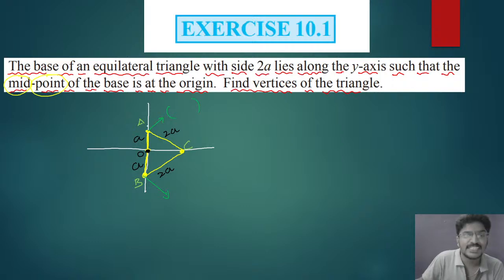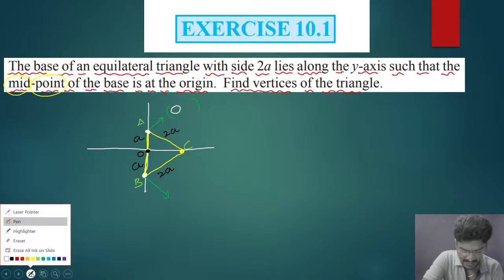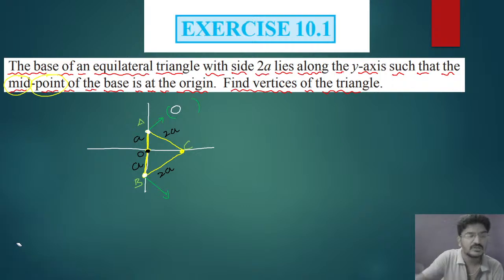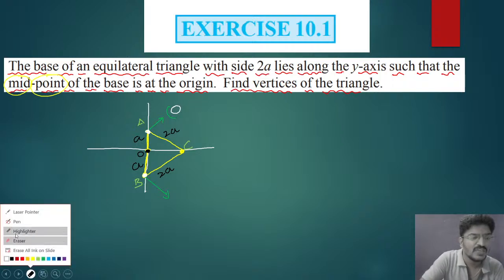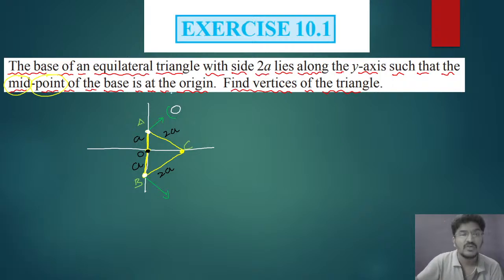So what is point A? It is on the y-axis. So quickly tell me, if it is on the y-axis, what will be the vertices of A? Here vertices A will have x value as 0, and y will be A. Y will be A. Very good.